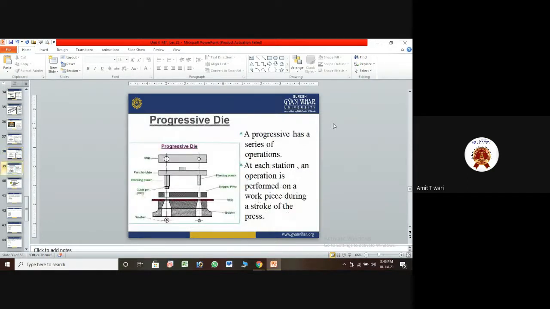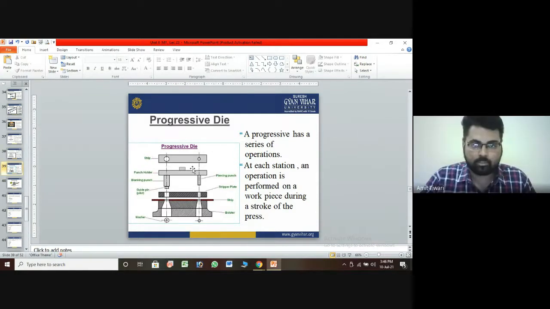These are the progressive dies. A progressive die has a series of operations, and at each station an operation is performed. You can apply the punch pressure, and you can find the smaller and larger sections.